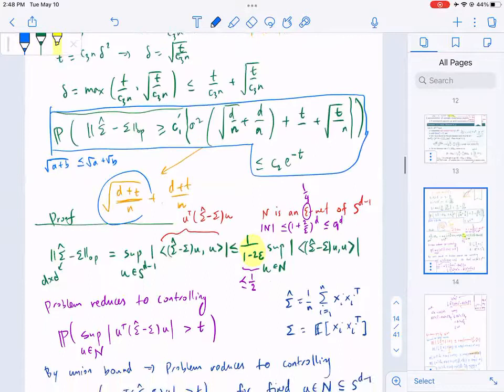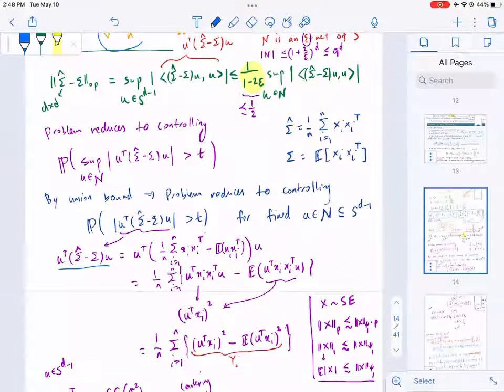Again, to recap, operator norm has this variational characterization. We discretize the sphere going to the epsilon net. We pay a price of 1/2. The size of the net is 9 to the d, exponential in d, which is expected. Then we control each one of these individual quadratic terms for a fixed u.